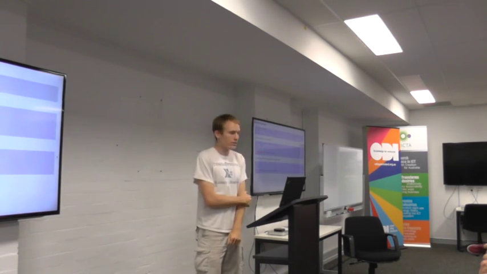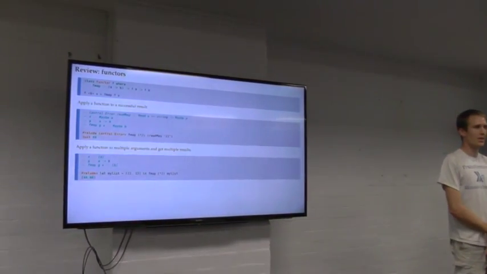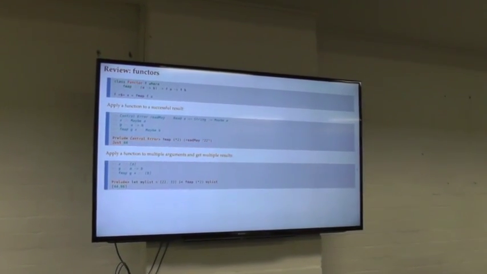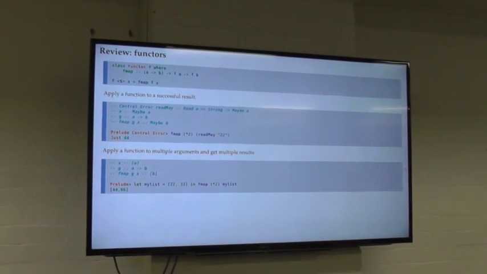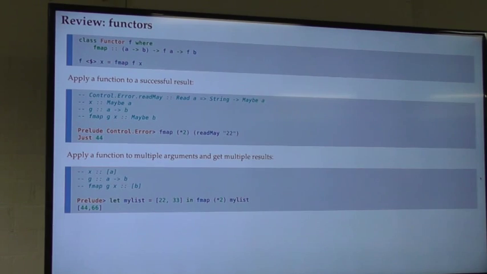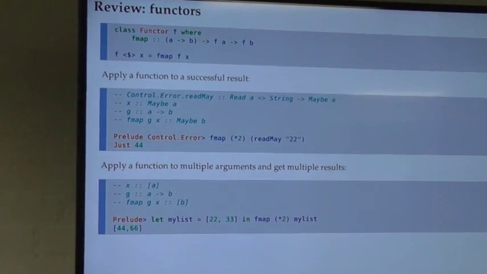So let's do a little bit of review. Functors, you probably remember the definition. We have one type class method called fmap, and I'm going to keep referring to the f in functor or applicative as the context of some data. So it lets us apply some function from A to B to a value with type A in context, and get a result out also in context.